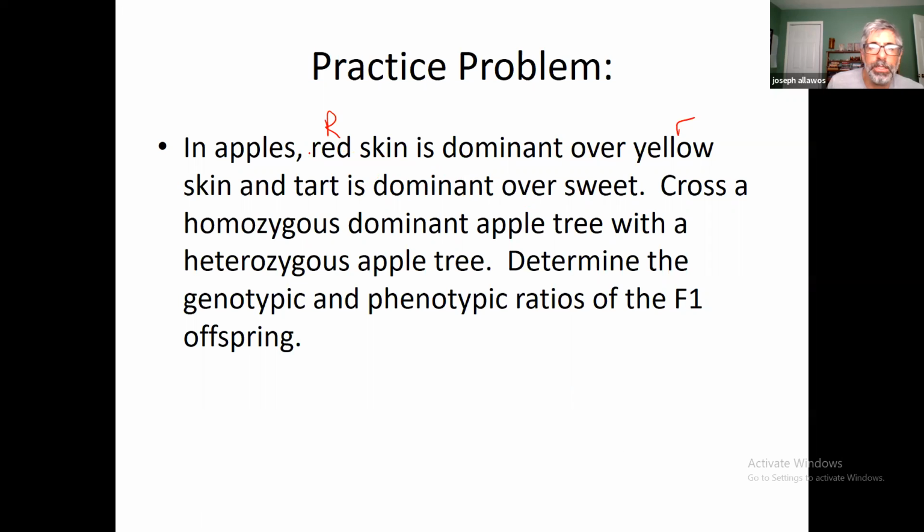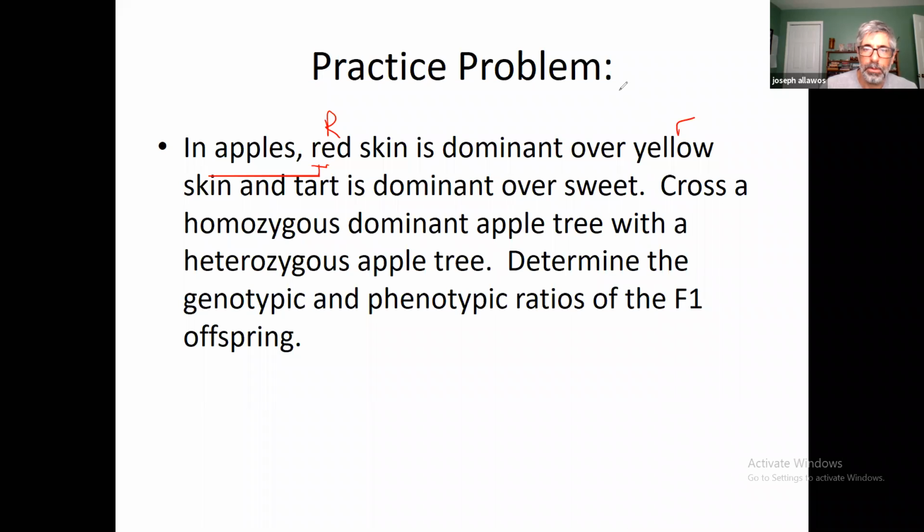Tart is dominant over sweet, so we'll use a big, oh, I see the problem. The big T. Okay. I gotta do it different. Sorry. I see the problem now. Oh my goodness, it doesn't clear it. It doesn't clear it. Wow, that's fascinating. Okay, well, it is what it is. I'm learning new things about the program as we speak. So this is a big T, forget the red line there. There's a big R and a little r and a big T and a little t. Okay, and this is a mess, I know.